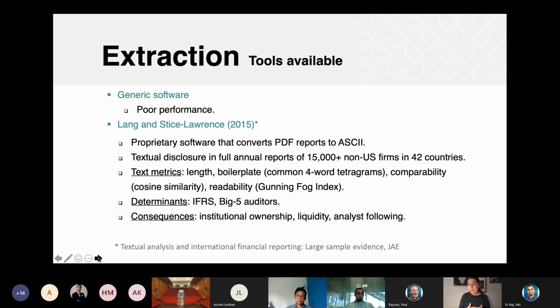They found that high quality disclosures, so longer, less boilerplate, more comparable, more readable, led to higher institutional ownership. So the big institutional investors were interested. It led to better liquidity, which is good for the corporation, and it led to more analyst following. So all sorts of good stuff came from good quality reporting.